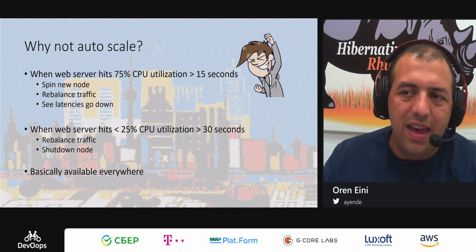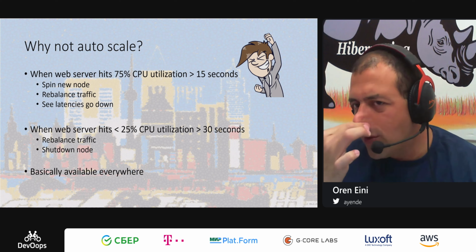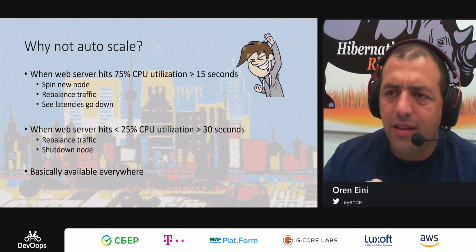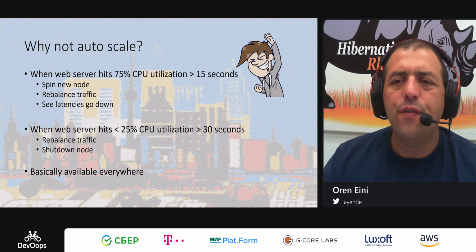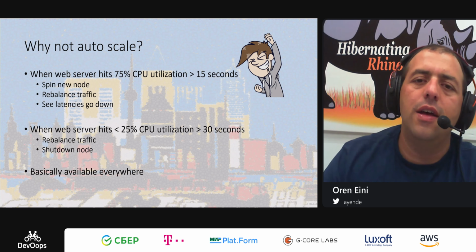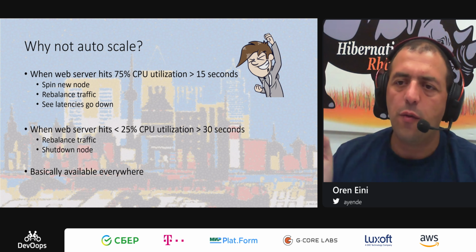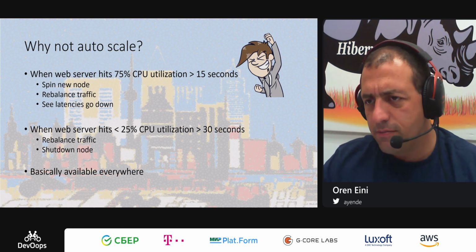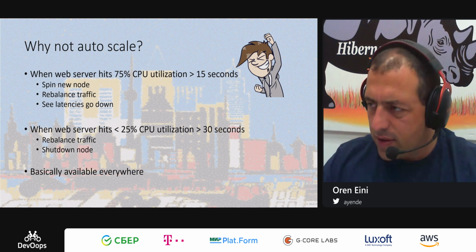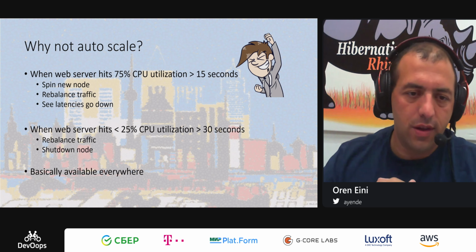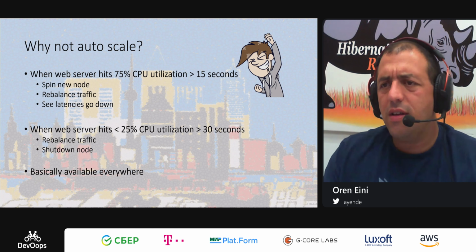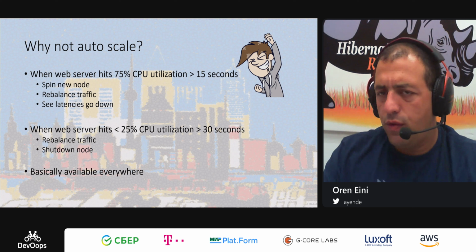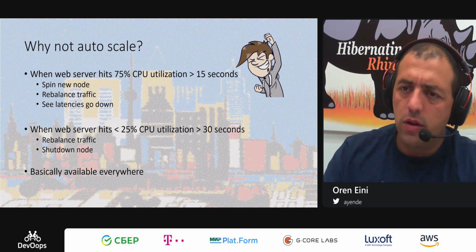Now, a really important question here, why not just use autoscale? Every single cloud and Kubernetes and wherever you want have some feature like that. If my web server hits 75% utilization for some time, spin up a node, rebalance traffic, you're done. And vice versa to auto downscale. Why not go with that? That's simple, right? Well, sort of. And it works.